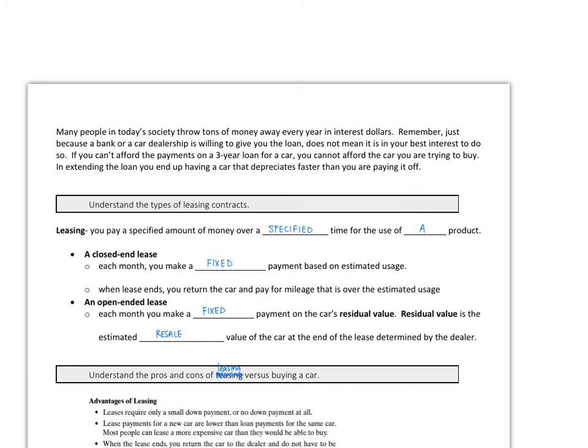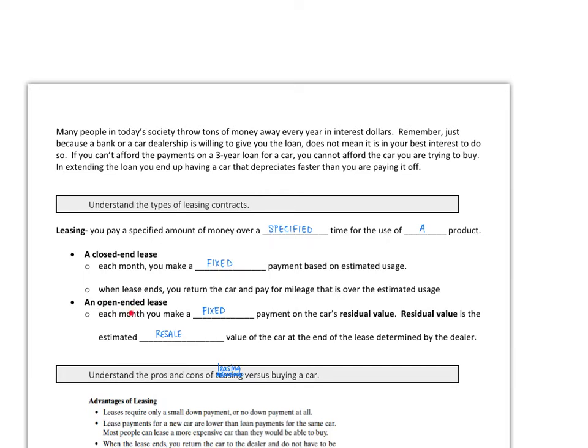All right, so this leads us into leasing a car. Sometimes it might be worth your while, sometimes it might not. So leasing, you pay a specified amount of money over a specified time for the use of a product, right? A closed-end lease is where each month you make a fixed payment based on estimated usage. When the lease ends, you return the car and pay for mileage that is over the estimated usage. That's typically how car leases take place.